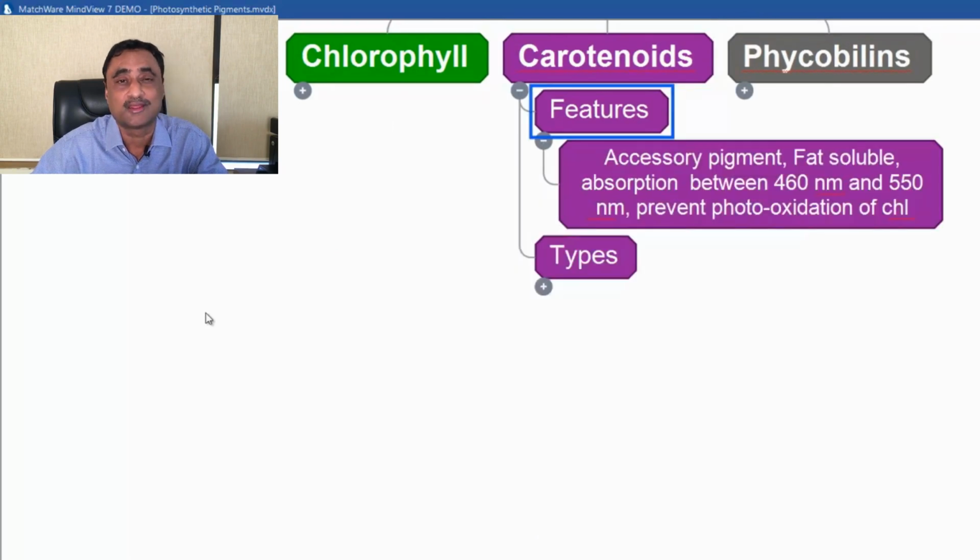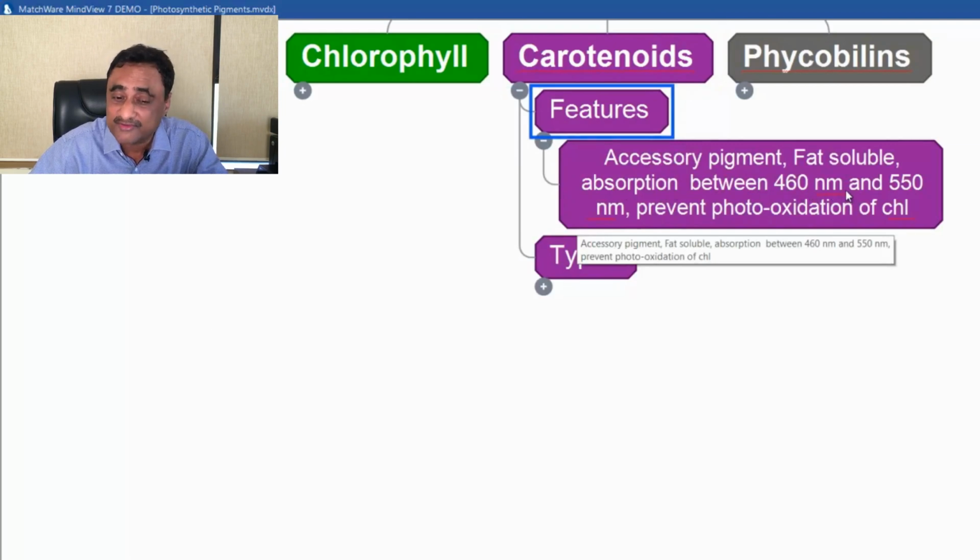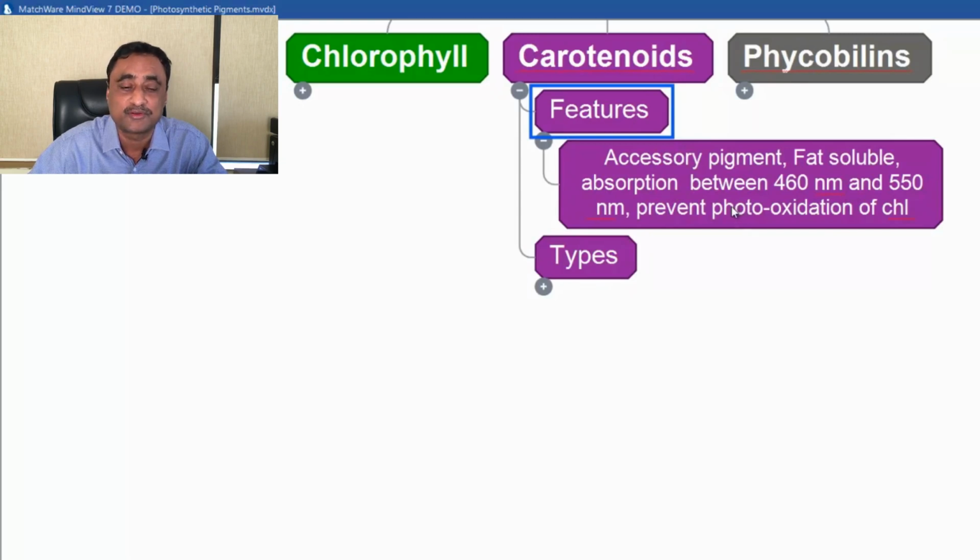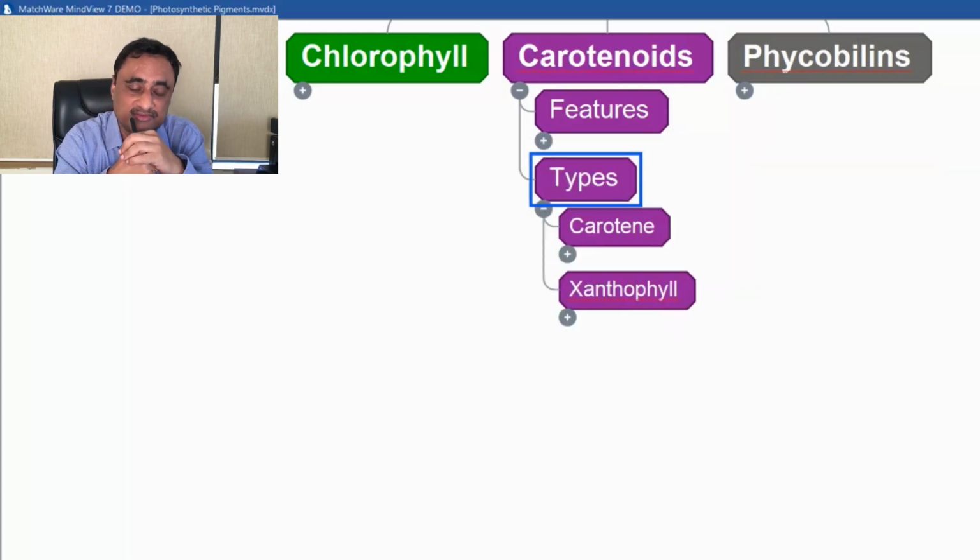Now let's talk about another pigment, and that is carotenoids. Again, it is fat soluble, and it absorbs light between 460 nanometer to 550 nanometer. The most important work of carotenoid is to prevent photooxidation. Whenever chlorophyll absorbs light, some electron is expelled beyond the triplet condition, and that generates excessive heat. That heat has the capacity to oxidize the chlorophyll molecule or the photosynthetic molecules. That is prevented by the carotene. That is one of the most important roles the carotene does.